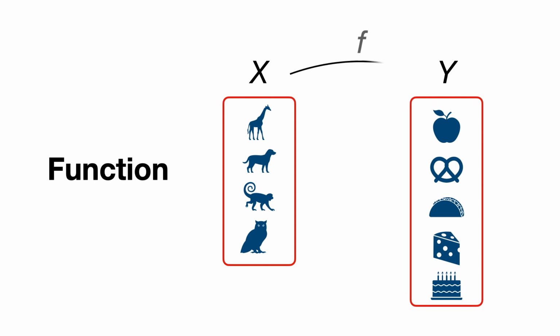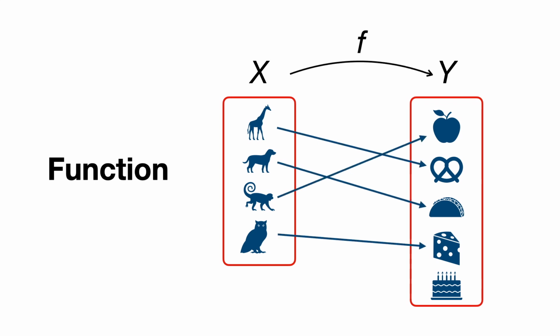Let's look at a simple example of a function. Here we have a set X, the domain, that consists of 4 animals, and a set Y, the codomain, that consists of 5 types of food. The arrow diagram illustrates a function because each element of the domain corresponds to exactly one element of the codomain. In this case, the giraffe maps to the pretzel, the dog maps to the taco, the monkey maps to the apple, and the owl maps to the Swiss cheese.